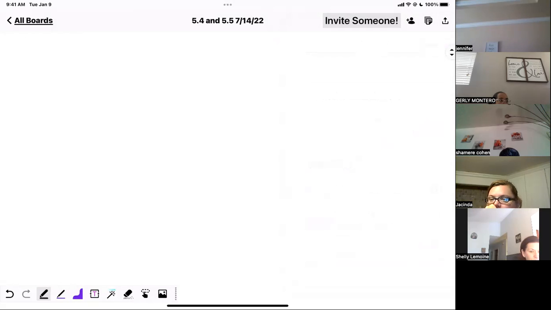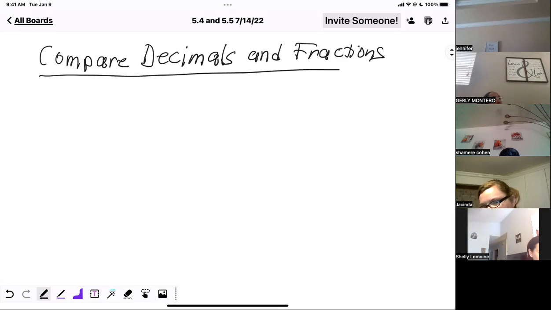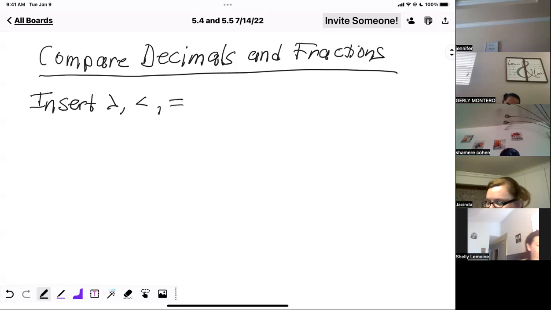Sometimes you have to compare decimals or fractions. Basically, which one's bigger? Are they the same? So we are going to insert greater than, less than, or equal to in each one to make it true.